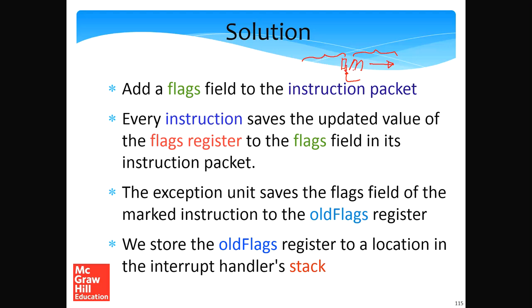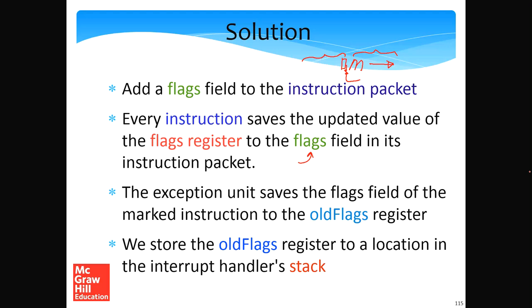So one approach would be to add a flags field to the instruction packet. Every instruction will save the updated value of the flags register to the flags field in its instruction packet if it updates it, or the value that it sees when it passes by the EX stage. Only the CMP instruction updates the flags register, but the rest of the instructions, when they pass by the EX stage, whatever value they see, they put it in the flags field of the instruction packet, which is a set of bits that it takes down the pipeline.